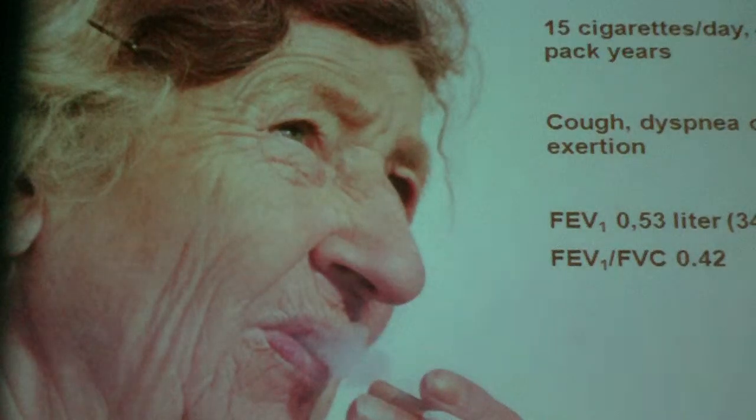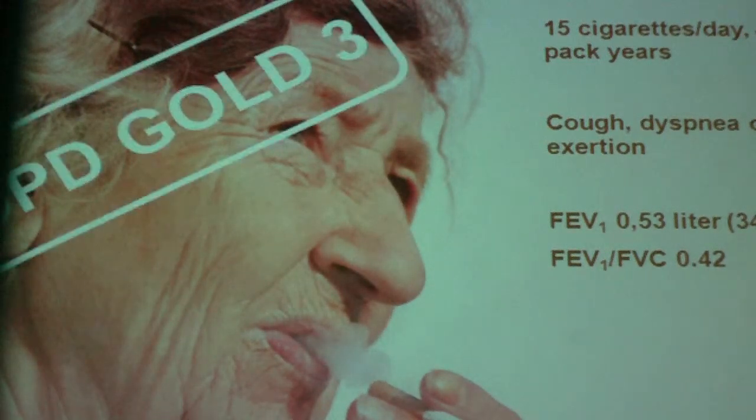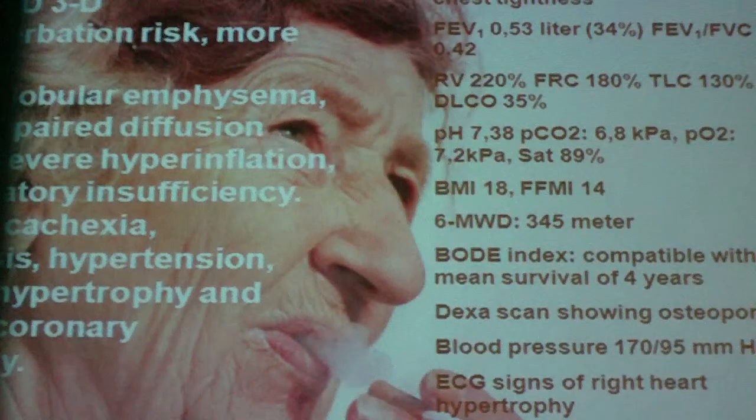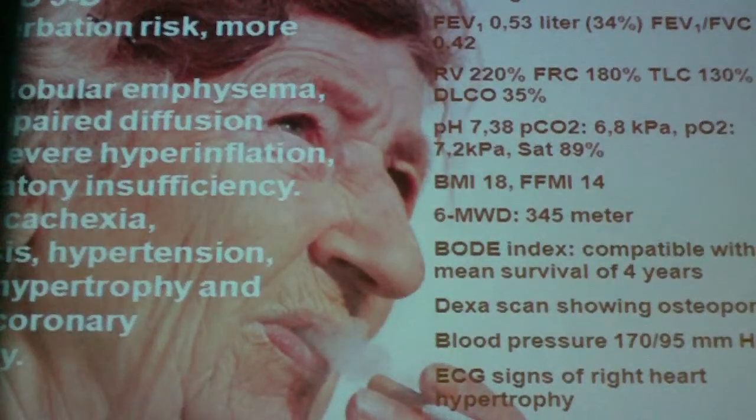If we now go back to our case, we had our patient and we diagnosed her with a stage 3 COPD, and when we end up after we have done all the diagnostics, we have this patient who has also an impaired exercise capacity, low body weight, a BODE index compatible with a mean survival of 4 years, a DEXA scan showing osteoporosis, hypertension, signs of right heart hypertrophy on the ECG, signs of ischemia during the cardiopulmonary exercise testing, and we refer for a cardiovascular checkup.